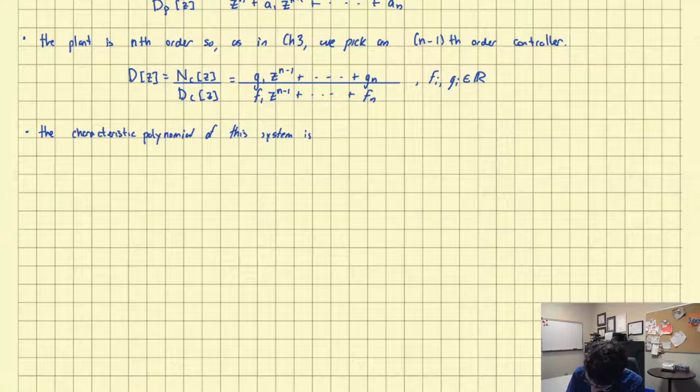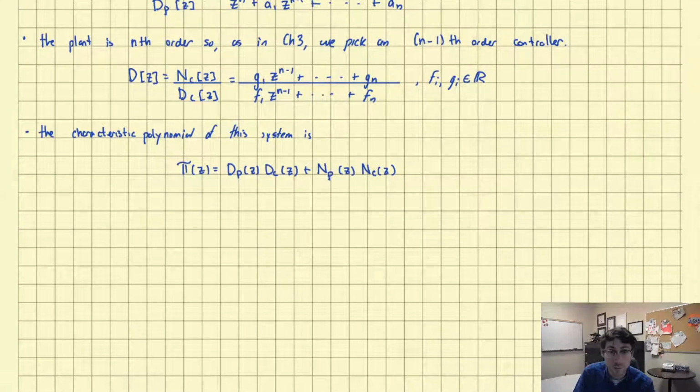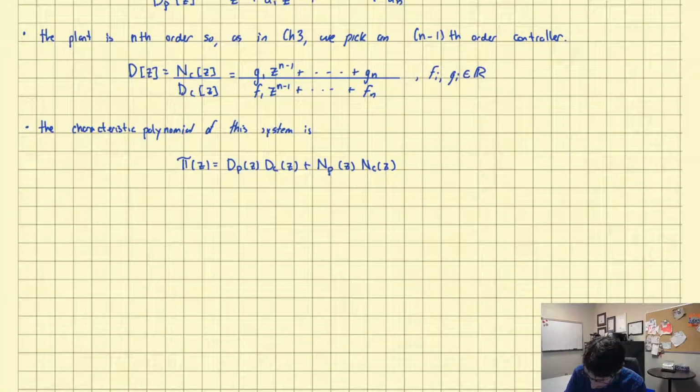So the characteristic polynomial is denominator of the plant times denominator of the controller, plus numerator of the plant times numerator of the controller. Formally exactly the same as continuous time, except that we have Z's instead of S's. And the degree of this is less than or equal to 2n minus 1, and of course it depends on the actual degree of the controller. Some of the F's and the G's could be 0.